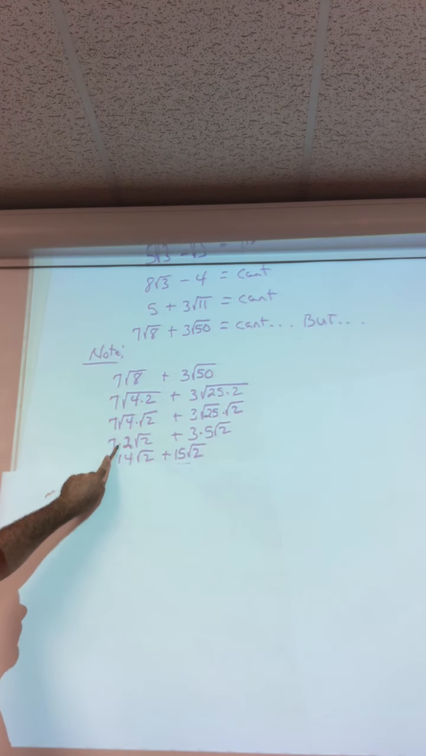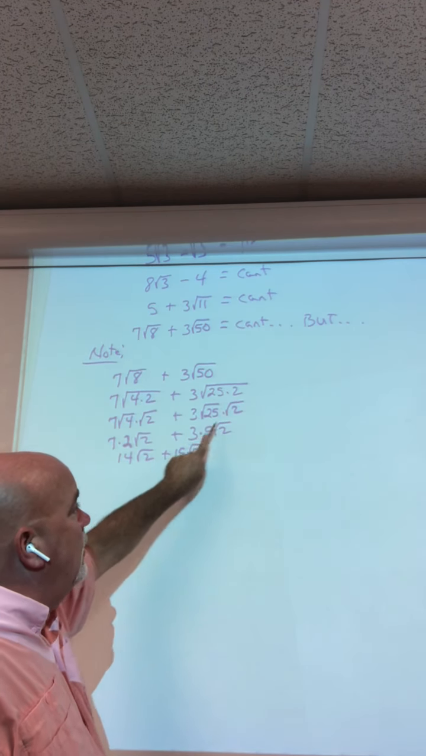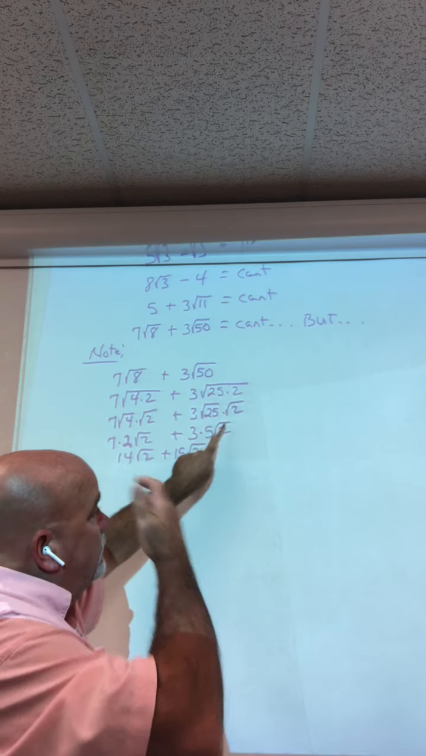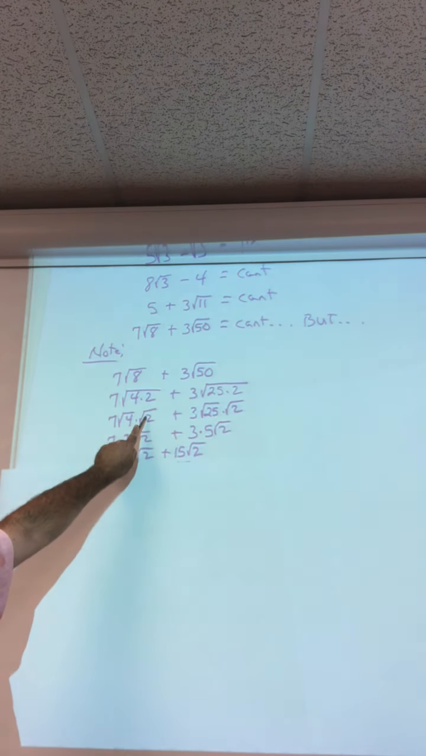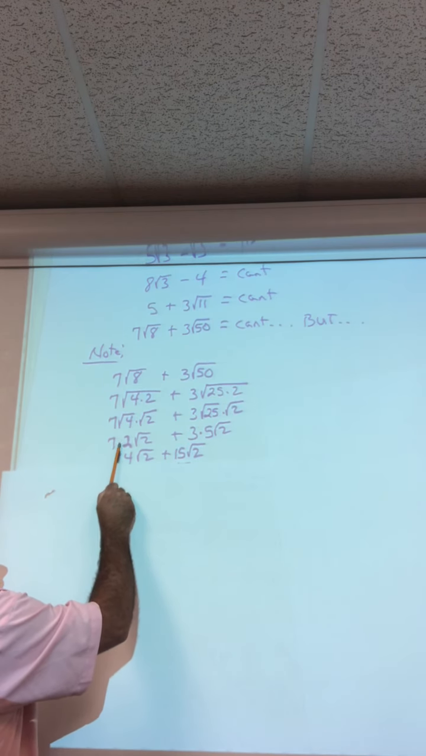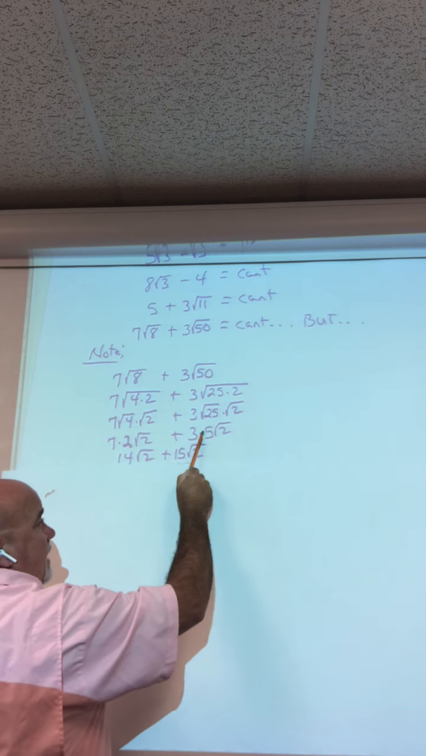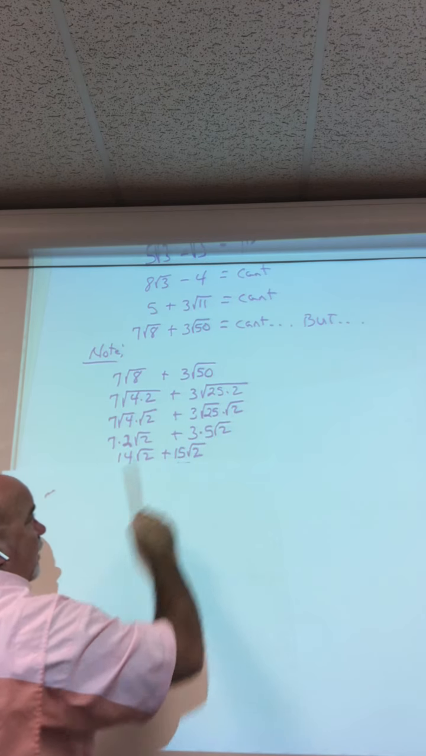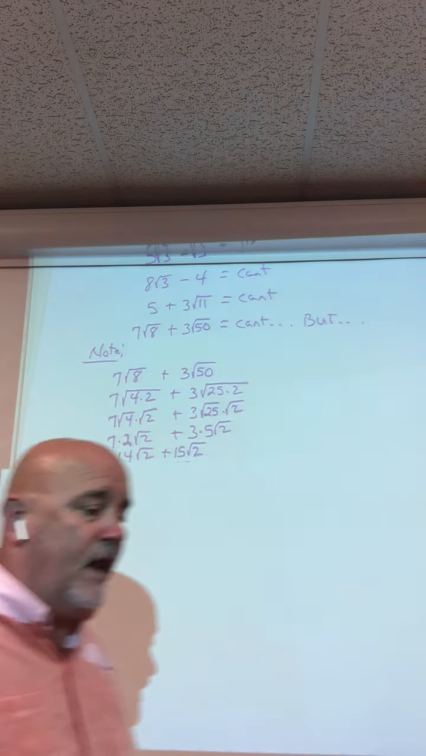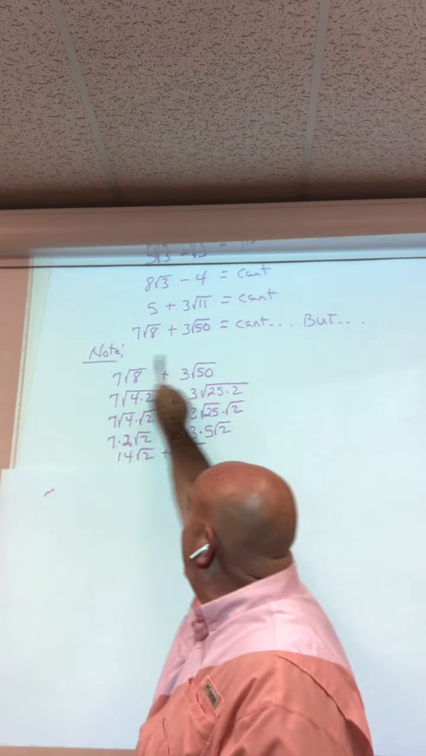Now put a dot there so it doesn't look like 72. And then square root of 25 is 5. Put a dot there. But you can't get the square root of 2, so put it back under. Now, 7 times 2 is 14, square root of 2. 3 times 5 is 15, square root of 2. So what have I done? I had to reduce those radicals because I can't leave it like this.